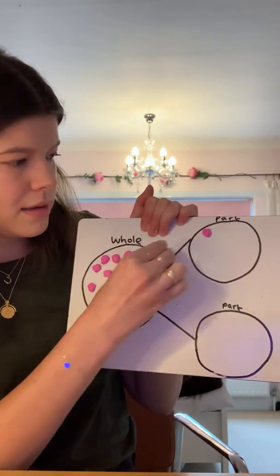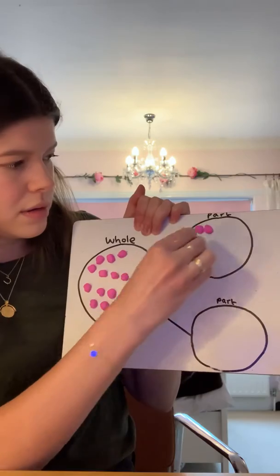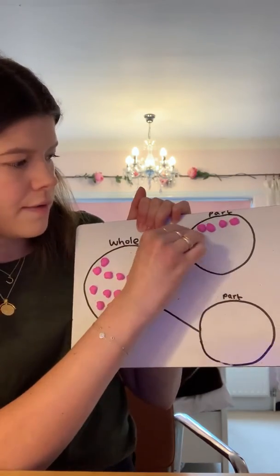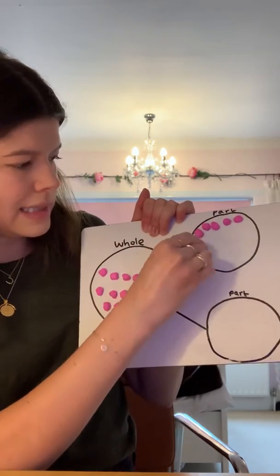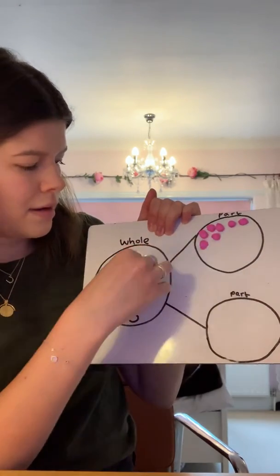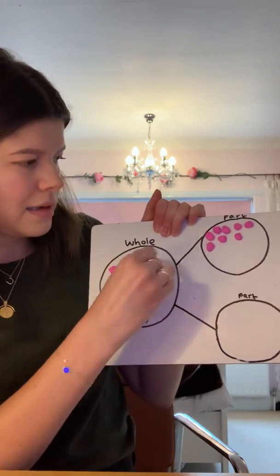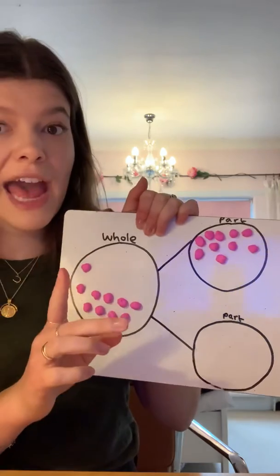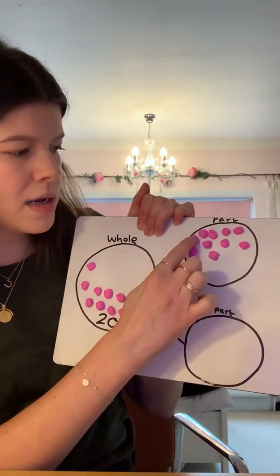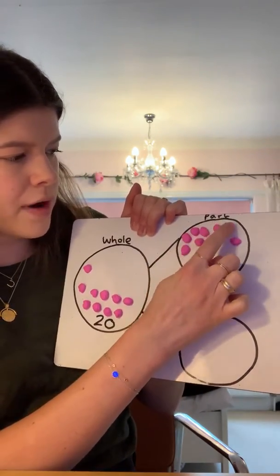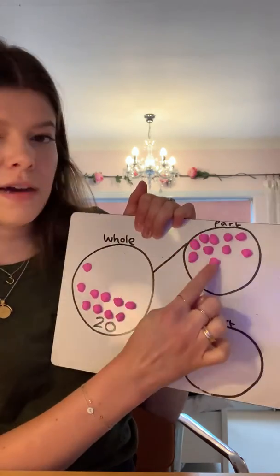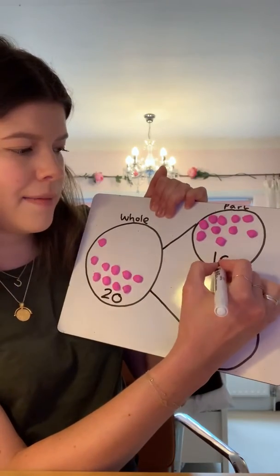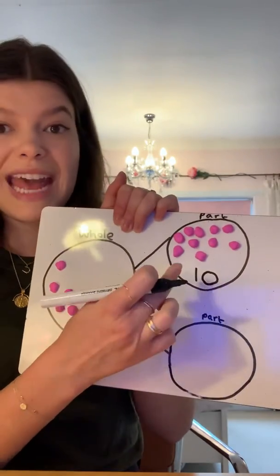1, 2, 3, 4, 5, 6, 7, 8, 9, 10. Okay, and I'm just going to check, because we always need to check how many I've got. 1, 2, 3, 4, 5, 6, 7, 8, 9, 10. Okay, I've got 10 in this part, so I'm going to write 10 here. Okay, so I've decided I want 10 in there.